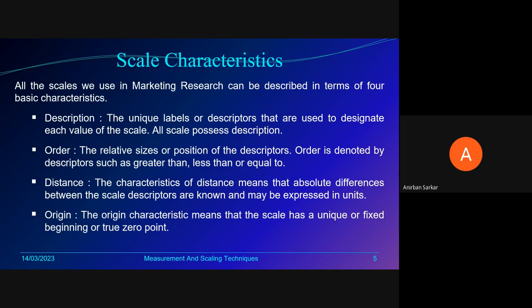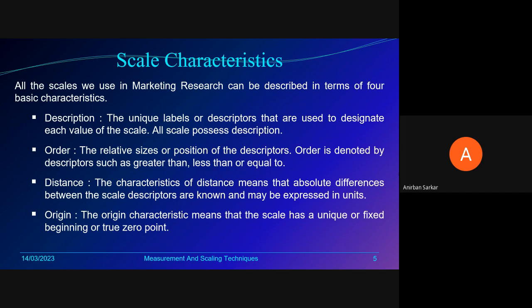What I am trying to say is that if any object possesses a higher order characteristic, automatically it means that lower order characteristics are possessed by that object. It is implied, but it is not true vice versa. Means the reverse is not true. If an object possesses a lower order characteristic, it does not mean that it will possess higher order characteristics.